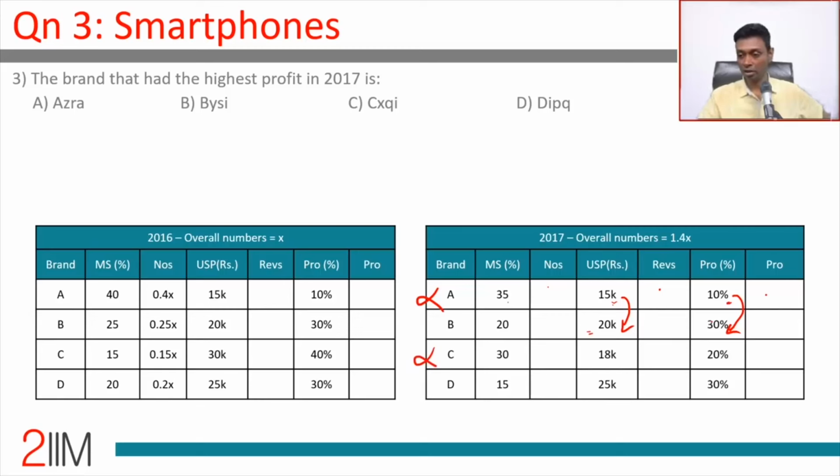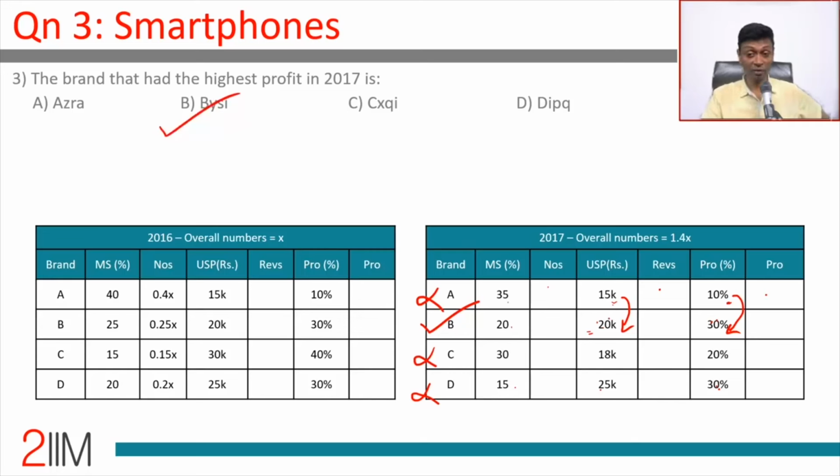D, 30%, 30% profitability. This is same. 20K, 25K, 20% share, 15% share. 20 to 25K is higher, but 15 to 20K is higher by a greater percentage. So this will be off. This will work. So the highest profit in 2017 is BYSI.